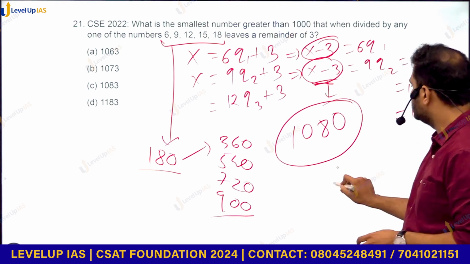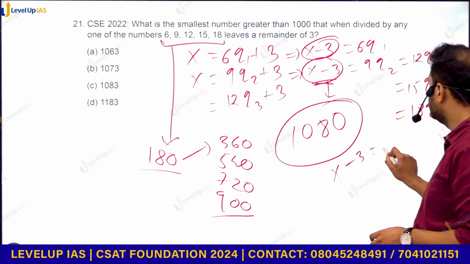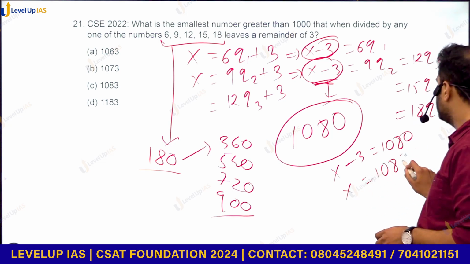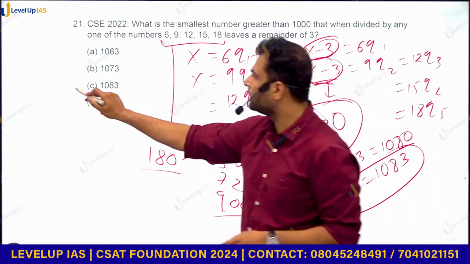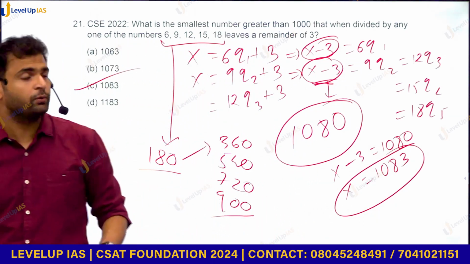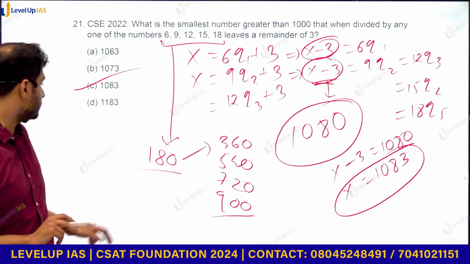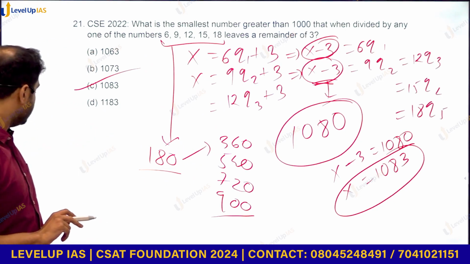So what is x now? x minus 3 is equal to 1080. So x is equal to 1083. This is again one of the standard questions that was asked earlier as well. This was in 2022 as well. It was repeated. It is from the LCM chapter.